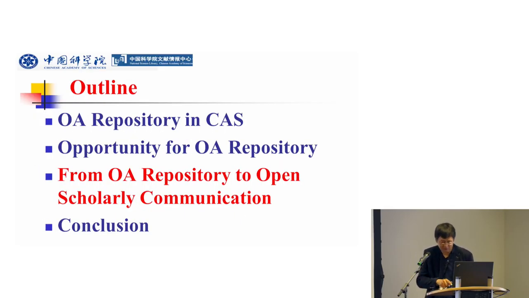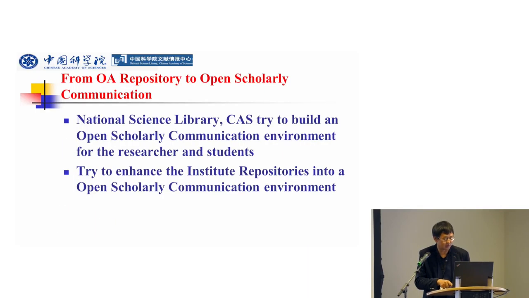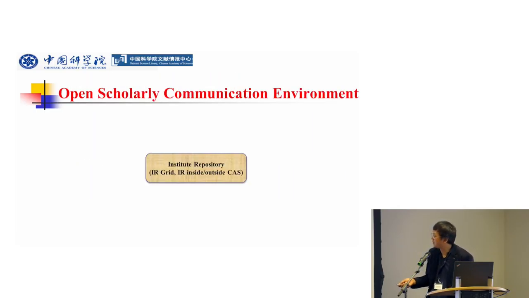So in the Chinese Academy of Sciences, what we try to do is bring the OA repository to open scholarly communication. We try to build an open scholarly communication environment for researchers and students, to enhance the research institute into an open research, open scholarly communication environment. This is an institute repository.